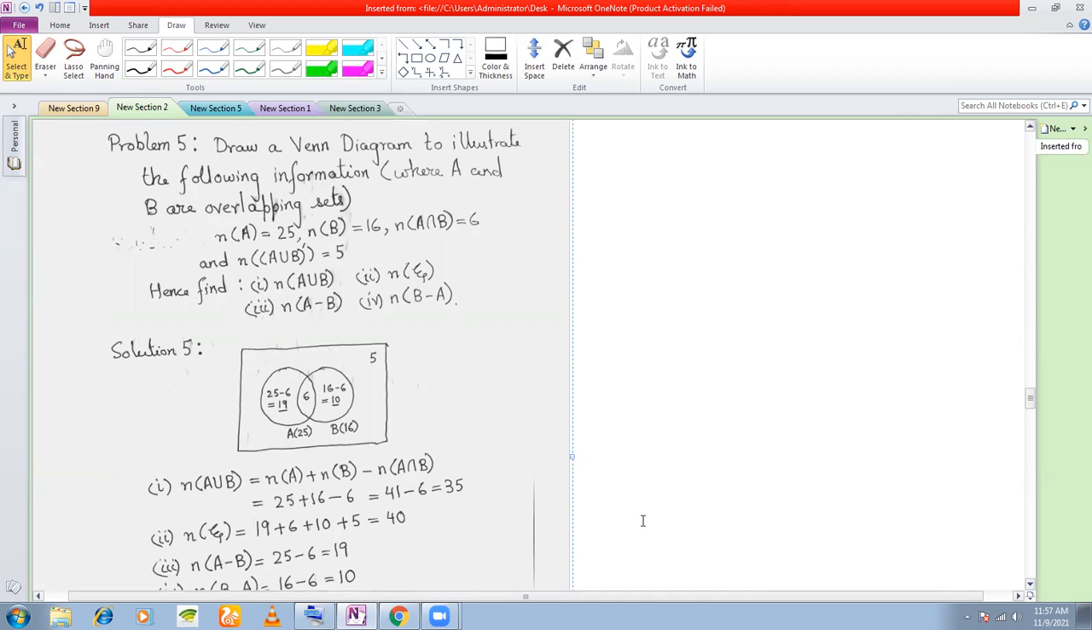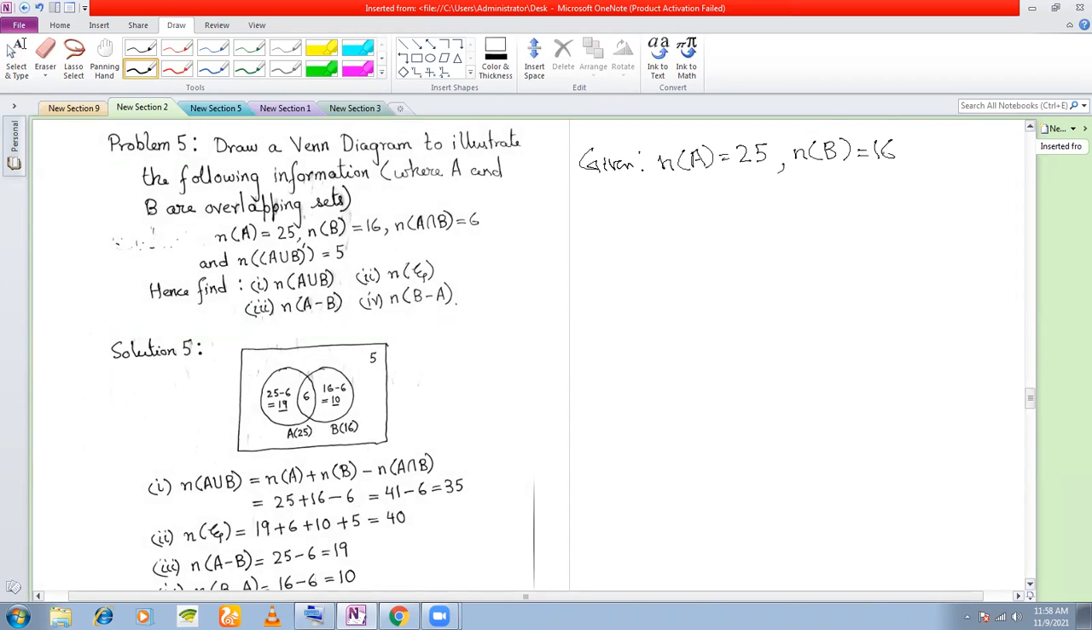Given to you here is the cardinality of A, which is 25. The cardinality of B is given as 16. The cardinality of A intersection B is given as 6. The cardinality of (A union B) complement is given as 5. You have to represent this on the Venn diagram.